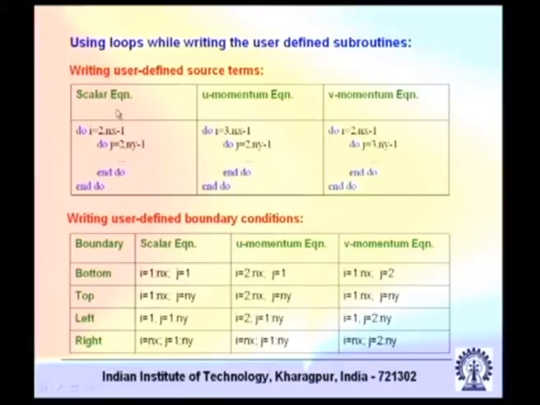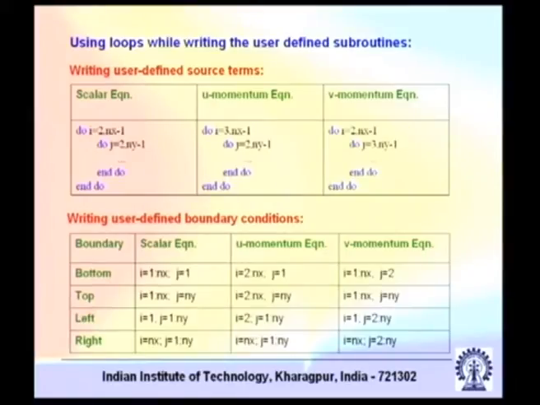So, if you have a scalar equation, the source terms are defined for only interior grid points, not the boundary points, because source terms are for control volumes, and boundary points do not belong to any control volumes. That is why you see that I starts from 2. In the scalar equation I starts from 2, it ends with nx minus 1. So, it ensures that it is only for the interior grid points.